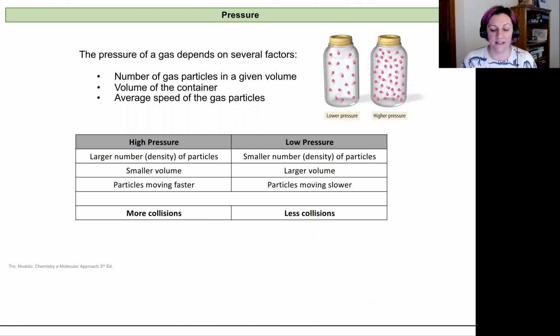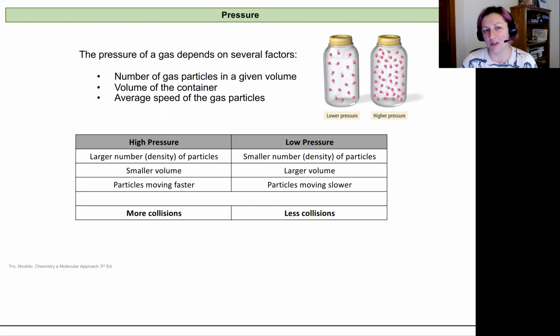So looking at the pressure of a gas, it's going to depend on a few different factors. First of all, the number of particles in that space, that container. The more particles that we have, the more collisions we're going to have with the container wall, just because there's more of them around. The volume of the container will impact the pressure as well, because the same number of particles in a smaller container versus a larger container will, in the smaller container, hit the walls more as they bounce around.